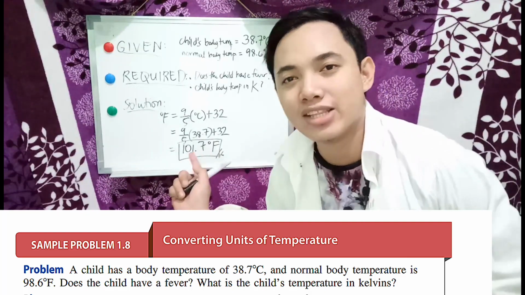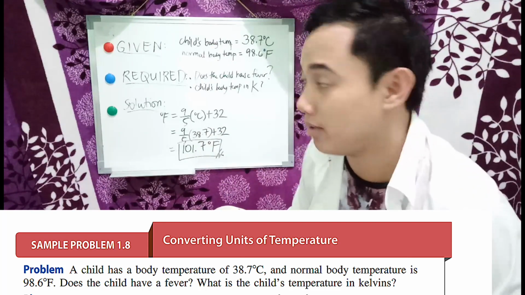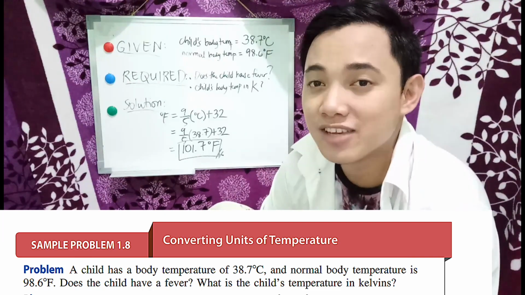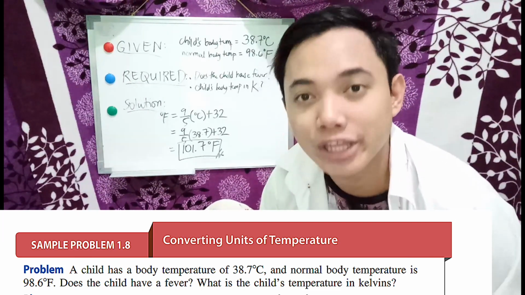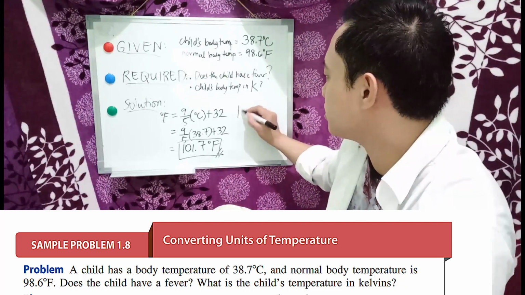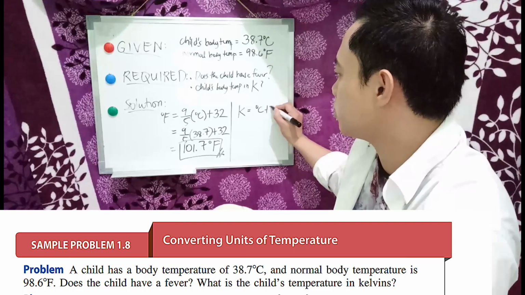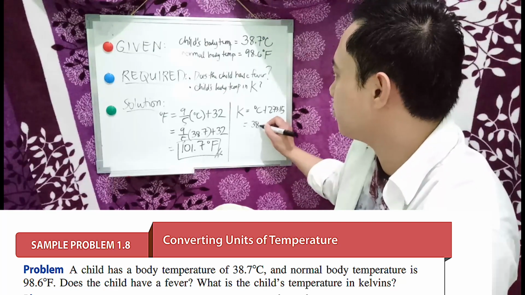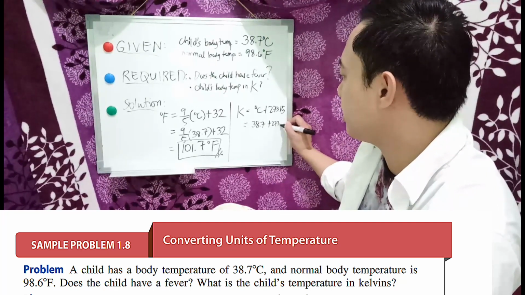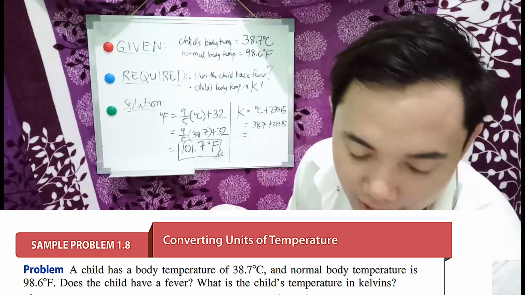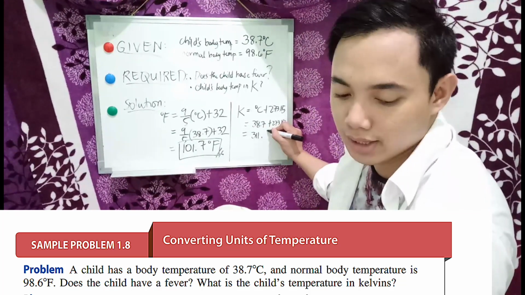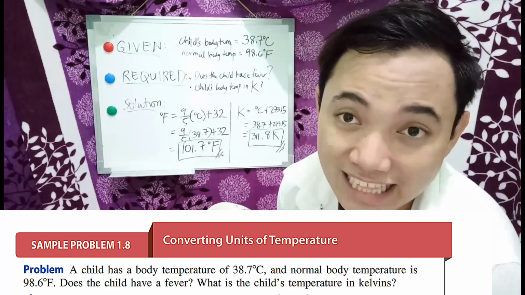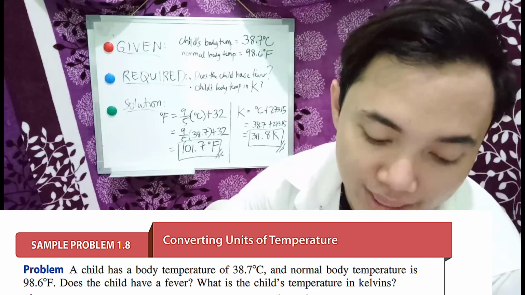Ngayon, yung isang hiningi dito, or isang requirement dun sa problem, is yung child's body temperature daw in Kelvin. So, what is the formula of Kelvin? The formula of Kelvin is just degree Celsius plus 273.15. So, Kelvin is equal to degree Celsius plus 273.15. So degree Celsius is 38.7 plus 273.15. So yung result ng Kelvin is 311.85 Kelvin. So ito yung temperature ng bata in Kelvin. So 311.85 Kelvins.